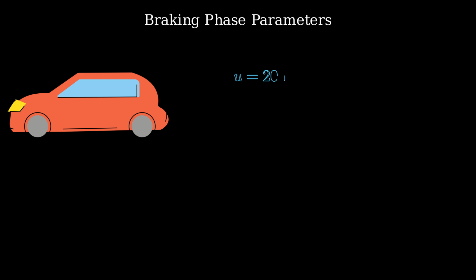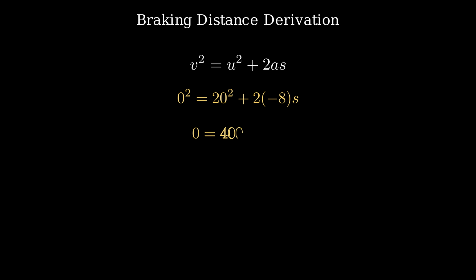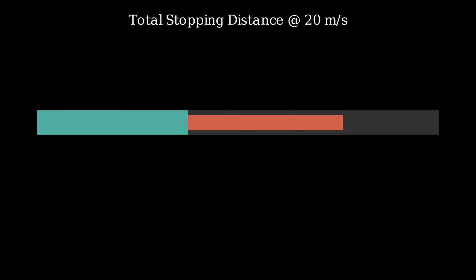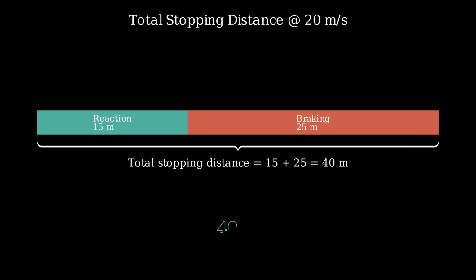After the reaction time, the driver applies the brakes. The car decelerates from 20 meters per second to 0. Let's say the deceleration is 8 meters per second squared. To find the braking distance, we use the kinematic equation v squared equals u squared plus 2as. Since v equals 0, we get 0 equals 20 squared plus 2 times negative 8 times s. The total stopping distance is the reaction distance plus the braking distance, 15 meters plus 25 meters, which is 40 meters. Now here's the crucial part.